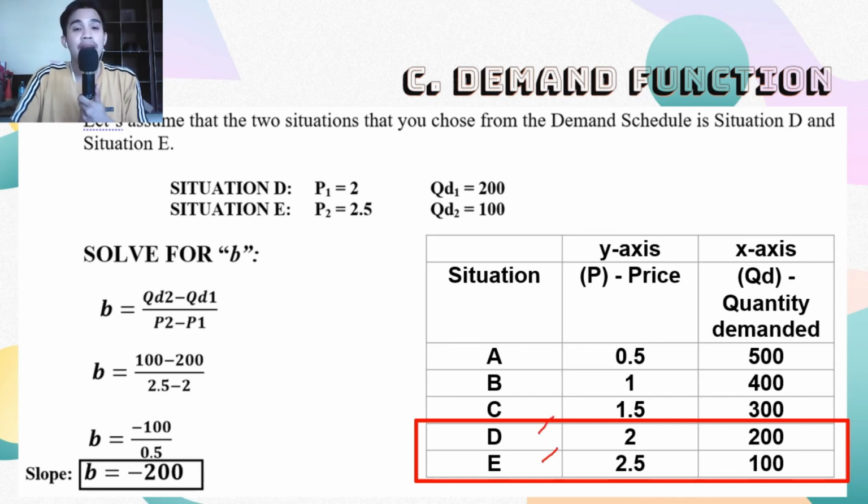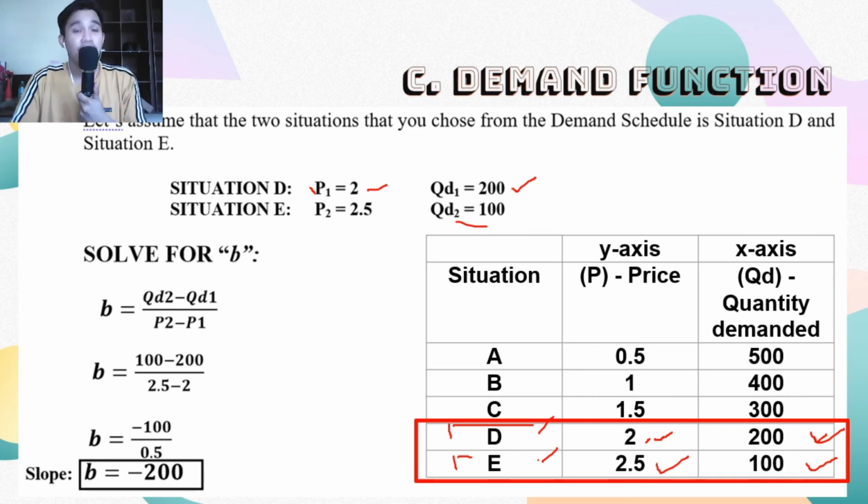So for D, let's say our D will be our P1 and QD sub 1. So our P sub 1 is 2. Our QD sub 1 is 200. And our situation E will be our P sub 2 and QD sub 2. So our P sub 2 will be 2.5, and our QD sub 2 will be 100. Okay? Whichever comes first is sub 1, and the second is sub 2. Since D comes first, it becomes our sub 1. So for situation D, P sub 1 is equal to 2, QD sub 1 is equal to 200. And for situation E, P sub 2 is equal to 2.5 and QD sub 2 is equal to 100.